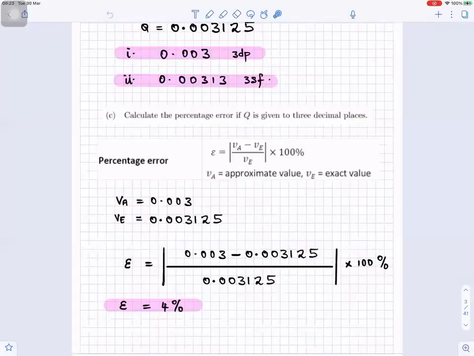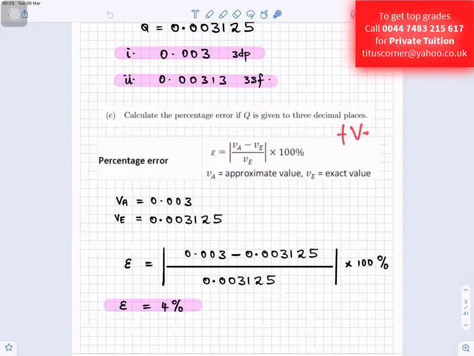Part C, calculate the percentage error if Q is given to 3 decimal places. This is the formula for percentage error. The absolute value of VA minus VE, divided by VE, times 100%. These two lines mean the absolute value, which means you only want the positive value. VA is the approximate value and VE is the exact value. A for approximate, E for exact. So approximate value minus exact value, divided by exact value, times 100%.